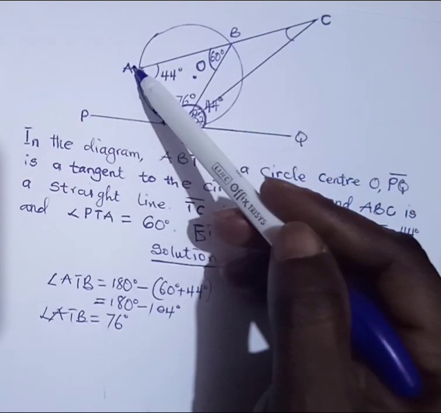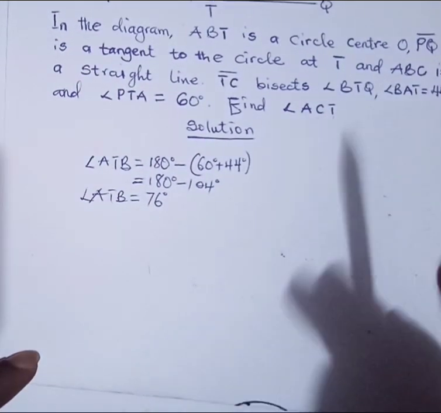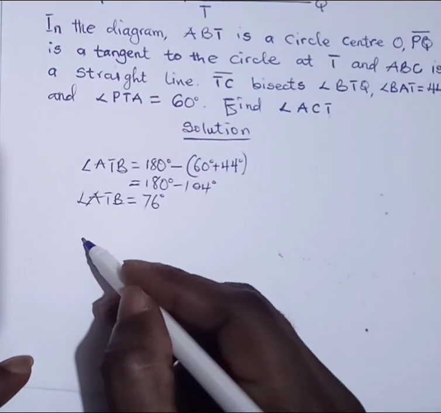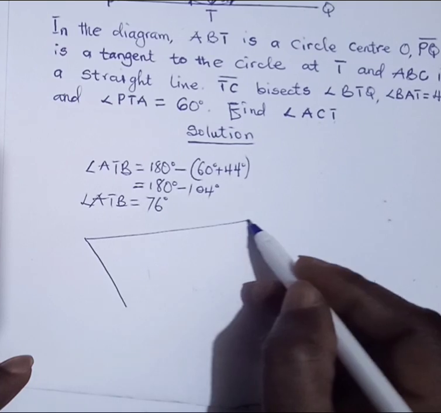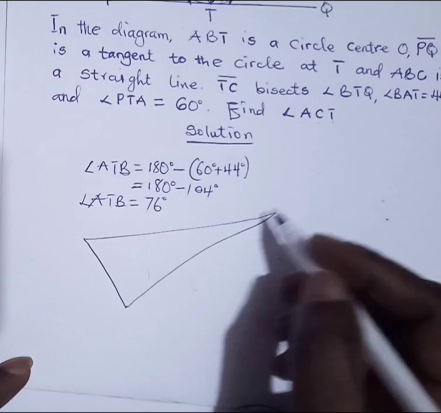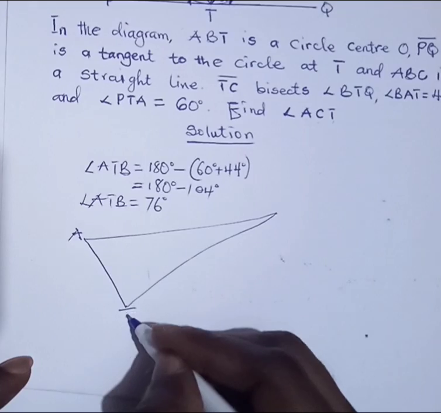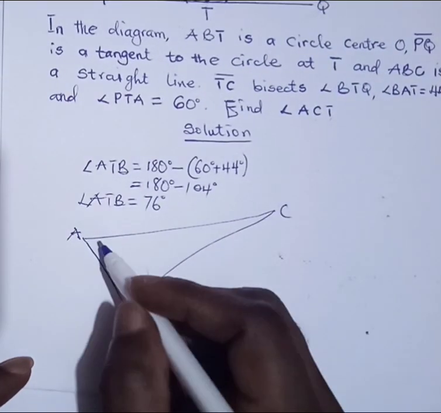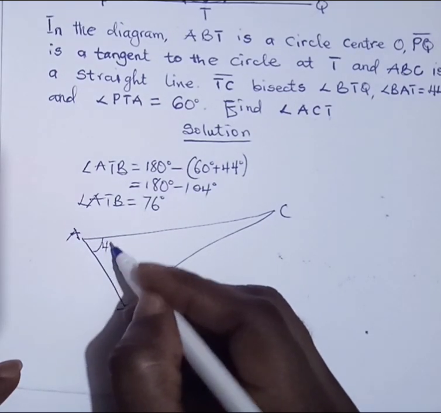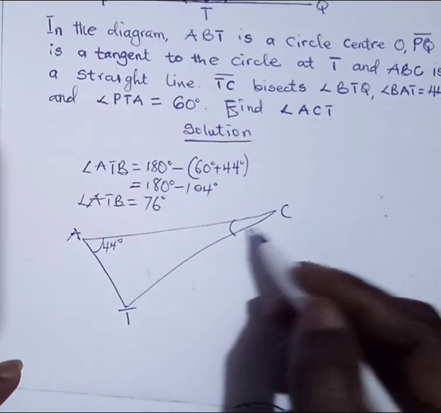triangle here, angle ACT. So let me quickly draw that angle so that it will be easy for us to work out. So this is angle ACT. Don't mind my diagram, it is not drawn to scale. So we have here as A, and then here as T, and then we have C. But we know the angle at A as what? Here is 44. Okay, but we don't know this angle. That's what we are looking for.